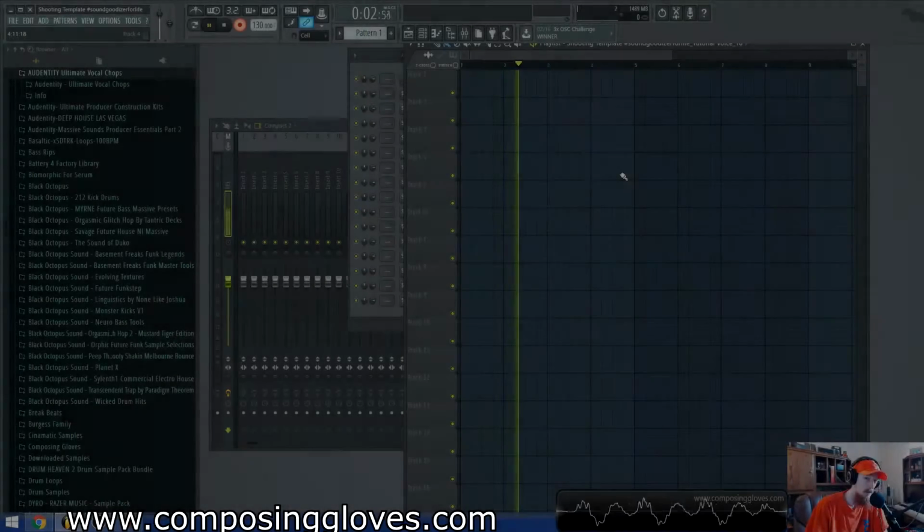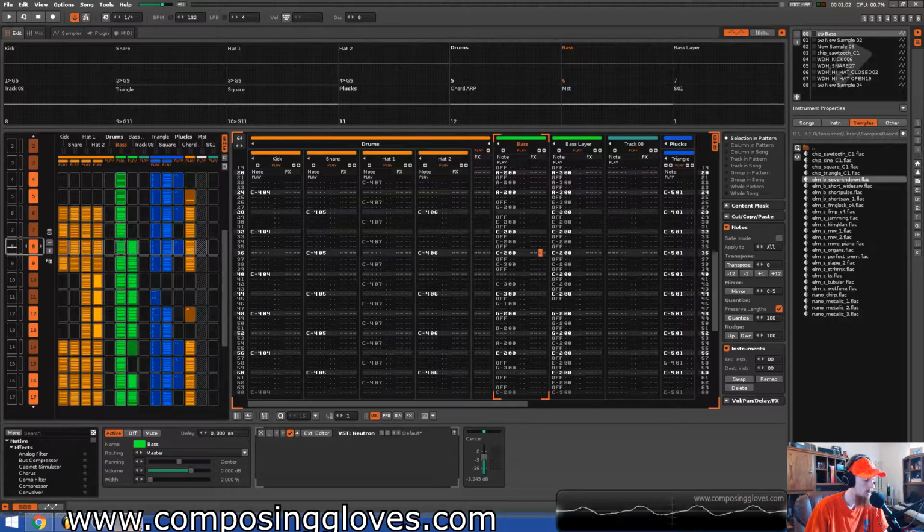Today we're going to be looking at the main themes of chiptune, the main structures of chiptune. You probably already know some of the stuff, but maybe you've not sat down and really considered it. So there are three main types.